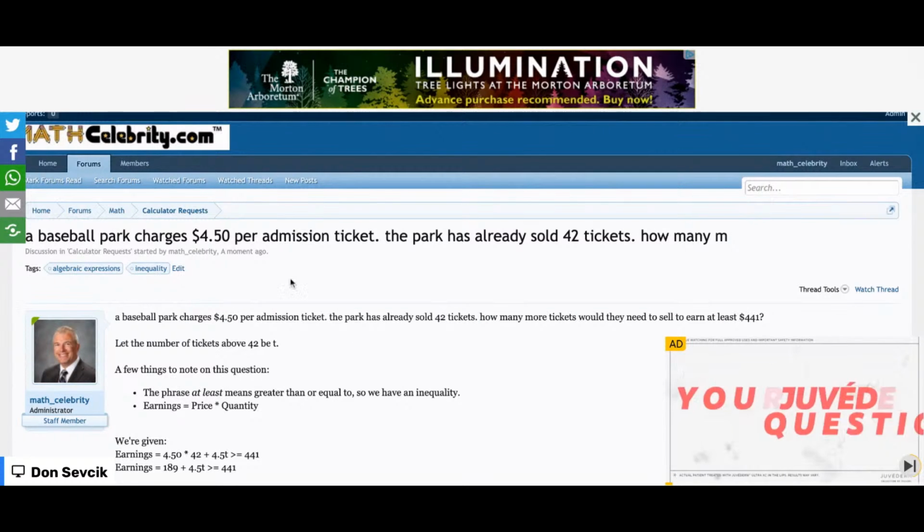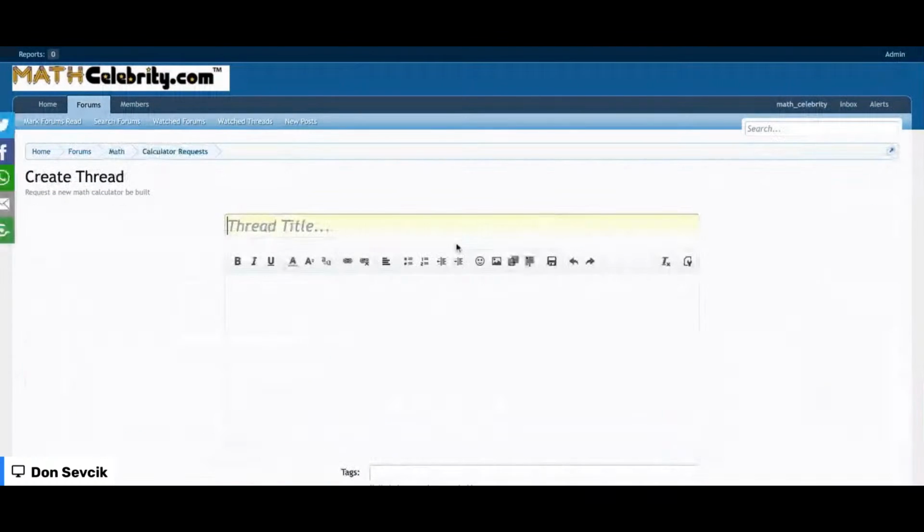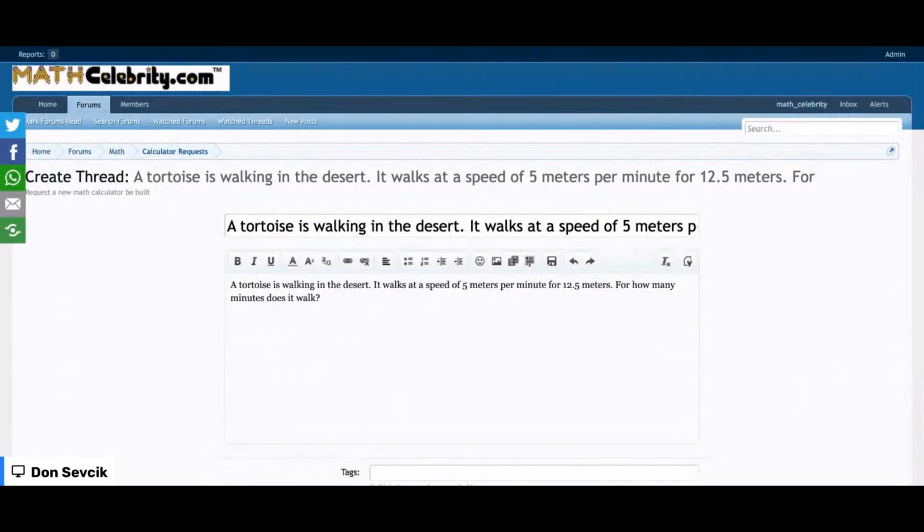I'm going to save a few of these for later because I might have to look something up. A tortoise is walking in the desert. It walks at a speed of 5 meters per minute for 12.5 meters. For how many minutes does it walk? Distance formula: D for a rate R and time T is D equals R times T. What are we given here? We're given D equal to 12.5 and R equal to 5. So we have 12.5 equal to 5T.